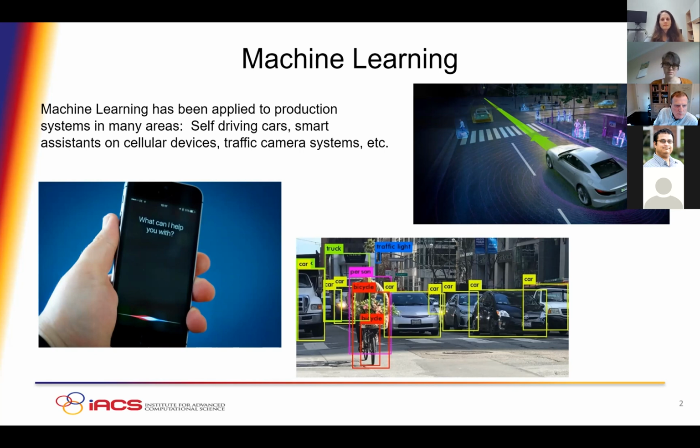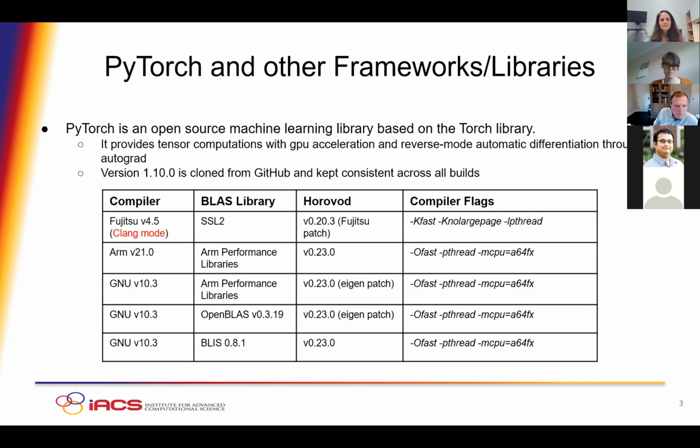Now, to be able to do that, there are different libraries and frameworks. I have been working with PyTorch because it is relatively straightforward to build and easier to work with. PyTorch is an open source machine learning library based on the Torch library. It has a C++ backend and a Python front end. PyTorch provides tensor computations with strong GPU acceleration and reverse mode automatic differentiation, which basically means that it computes the forward pass, and then after calculating the outputs, it calculates the backward pass.